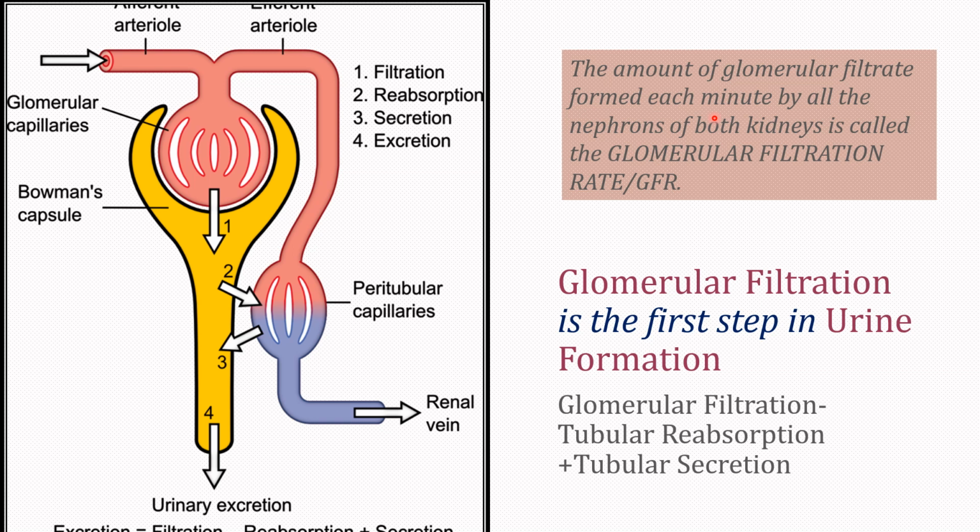So what is GFR? The amount of glomerular filtrate formed each minute by all the nephrons of both the kidneys. How many nephrons are there in each kidney? You guessed it right. There are 1 million nephrons in each kidney up to age 40, and then they decline by 10% every decade. The other two steps in urine formation are tubular reabsorption, that is passing across the epithelial cells into the peritubular capillaries, and tubular secretion, passing from the peritubular capillaries into the tubular lumen.